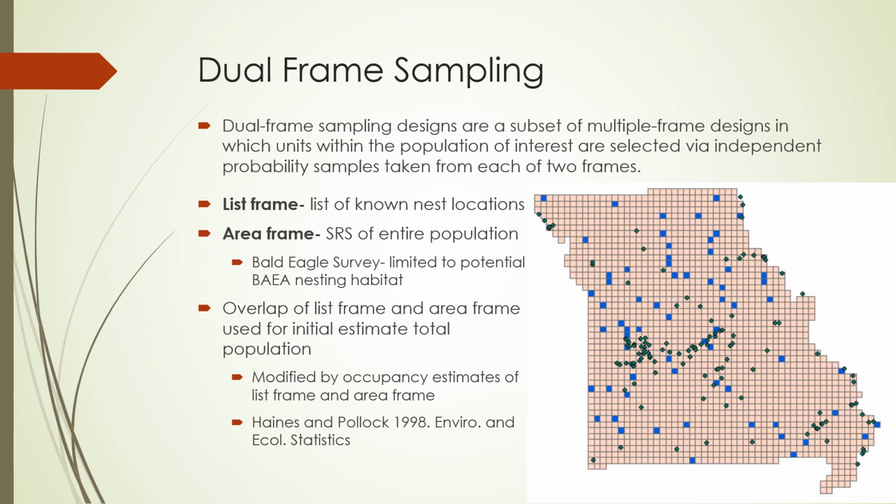So it really gives you two really important kinds of information, what the total population is and what the trend over time might be. And this is described in a paper by Haynes and Pollock, 1998, and again is being suggested for bald eagle surveys across the U.S. But each state can come up with their own sampling scheme, and they really are all over the place right now in terms of how different states are doing it.